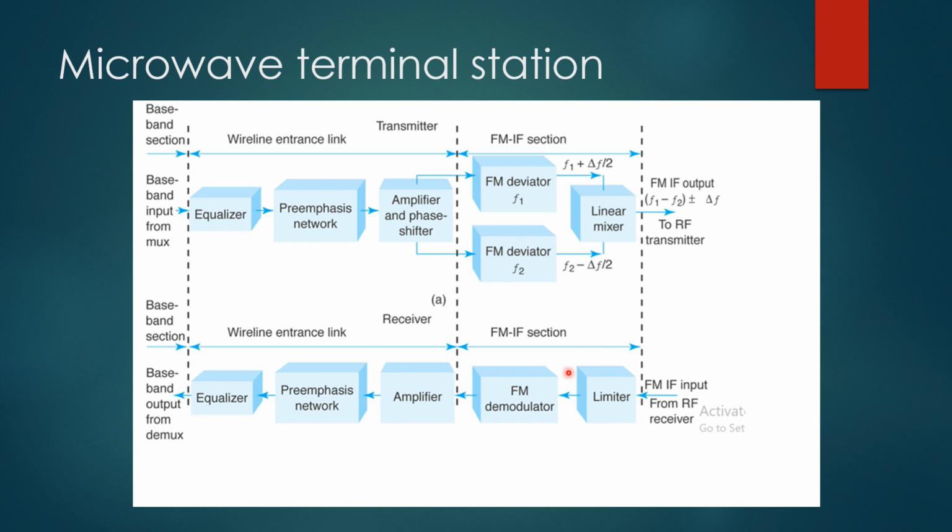There will be first of all limiter circuits to limit the noise and the high frequency noise components, and then we will be having the FM demodulator, then amplifier, pre-emphasis network and equalizer. So the same equipment we will be having here also, that is, we will be having the IF section, wireline entrance link, and baseband section. After giving the block diagram, you have to go on to briefly explain about each of these sections.